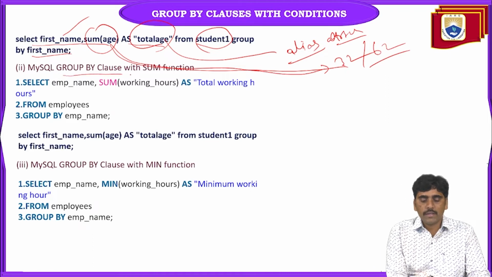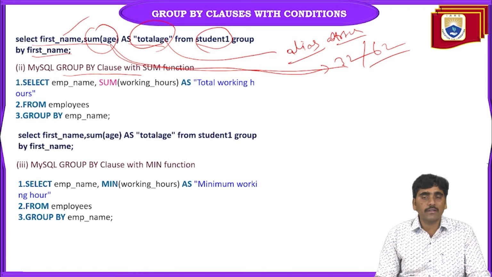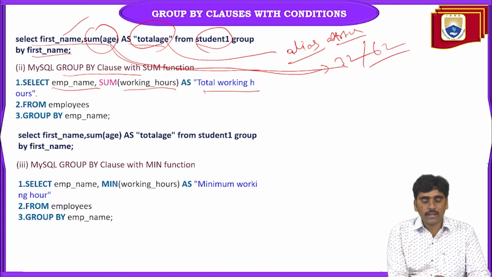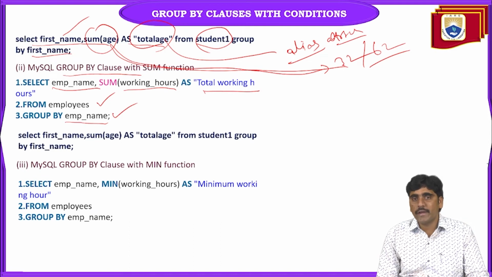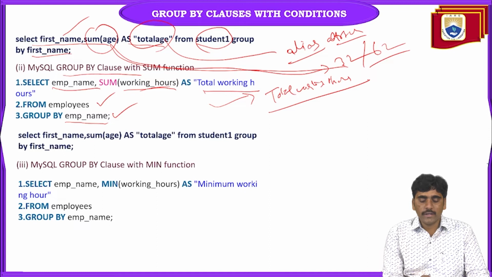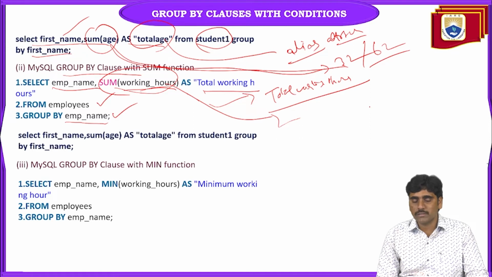The next one is the MySQL GROUP BY clause with the SUM function. It displays the sum of all the attribute values. Look at here: SELECT employee_name, SUM(working_hours) AS total_working_hours FROM employees GROUP BY employee_name. So all the employee names will be displayed with the sum of all their working hours as total working hours, which is another attribute.